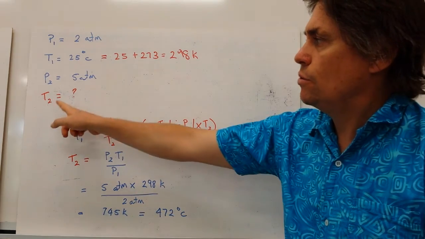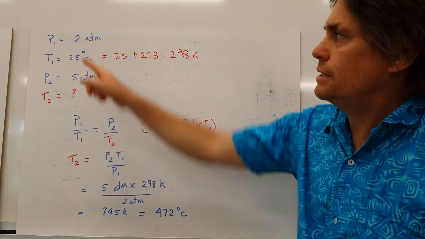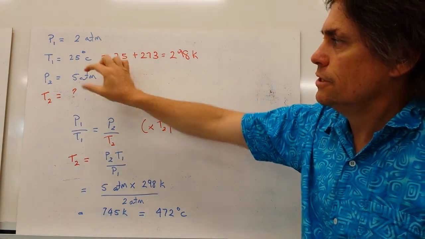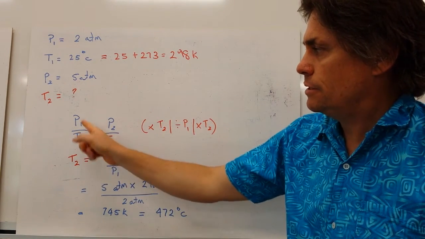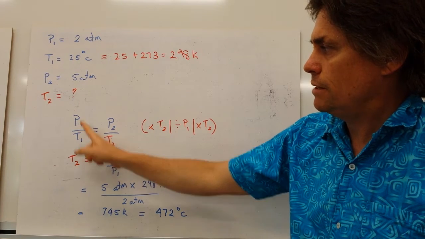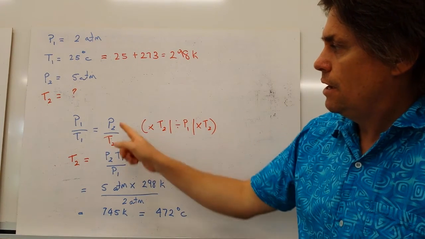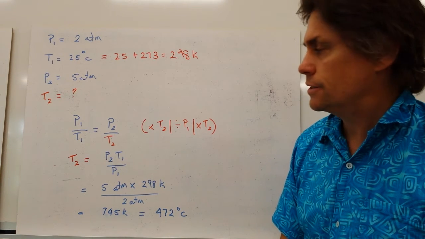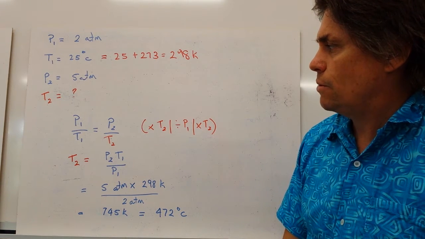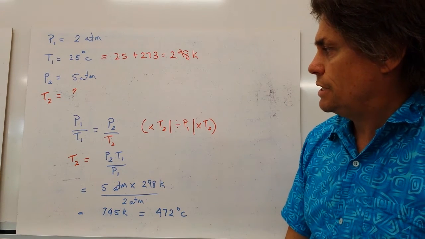And we want to know what's the final temperature when this gas goes from our initial conditions to our final conditions. So we set up our equation, P1 over T1, which is our initial set of conditions, equals P2 over T2, our final conditions. Now to rearrange this equation, we need to do 3 things.